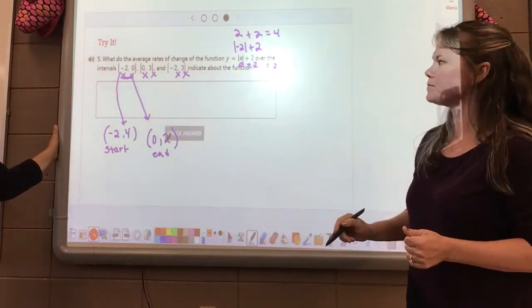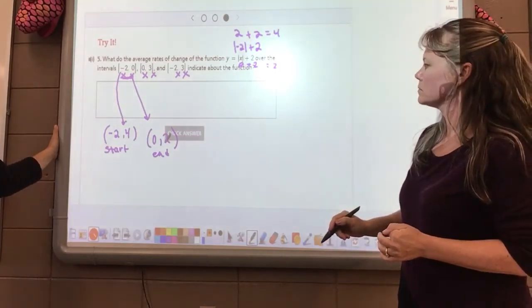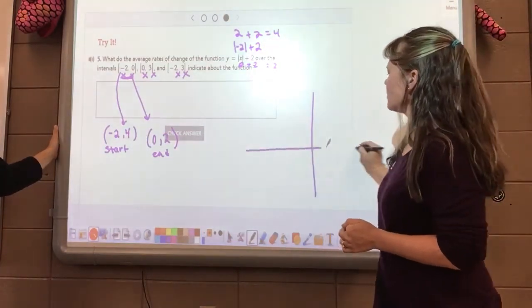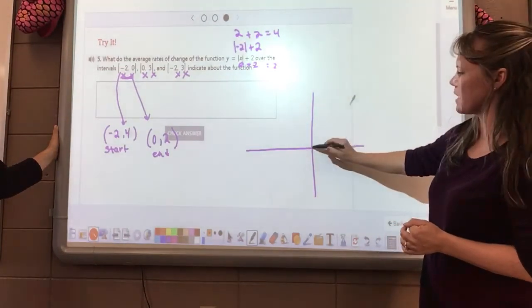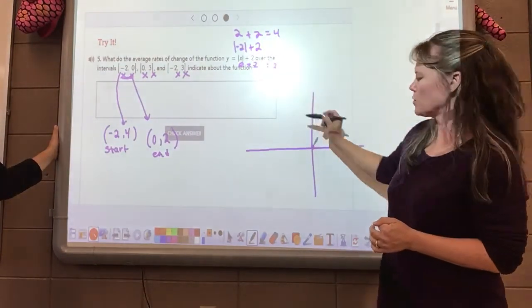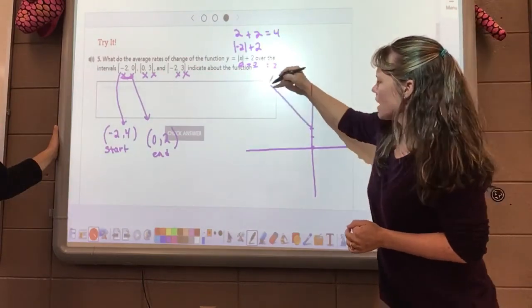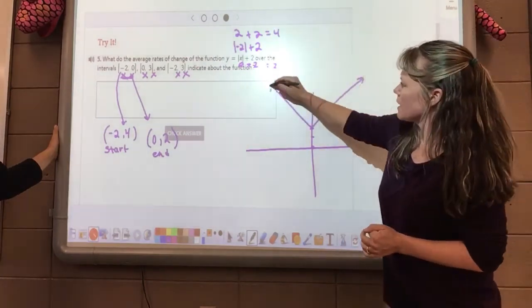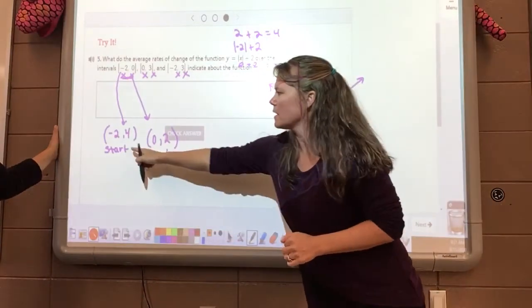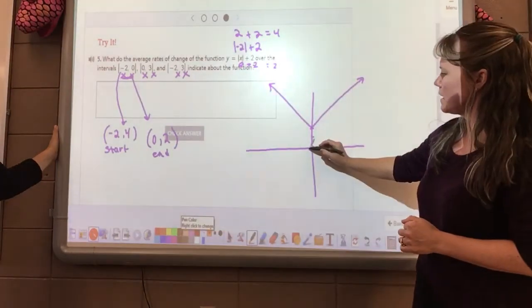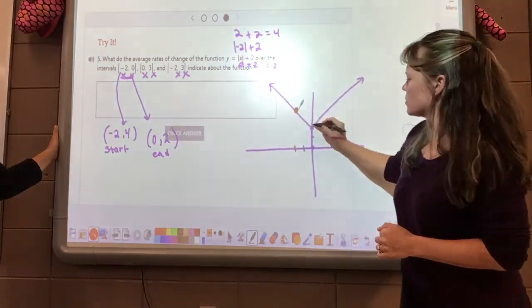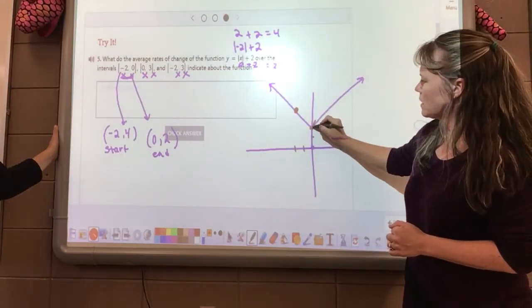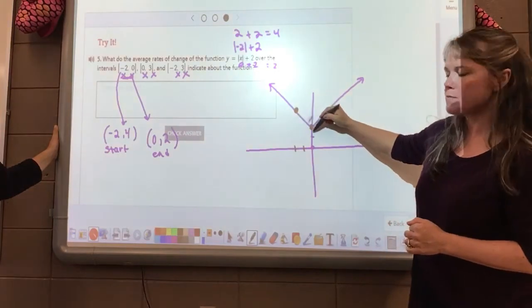Does that make sense? Walk through it. Let's finish this example out. It'll be our last one in this video. Okay, I'm just going to show you, the absolute value function typically looks like that V centered at 0, 0. The plus 2 we know is going to scooch it up. So I already know what this graph's going to look like. Then I'm going to locate those two endpoints, -2, 4, and 0, 2, which is here. And I can just about tell you what the slope is, but let's double check anyway.